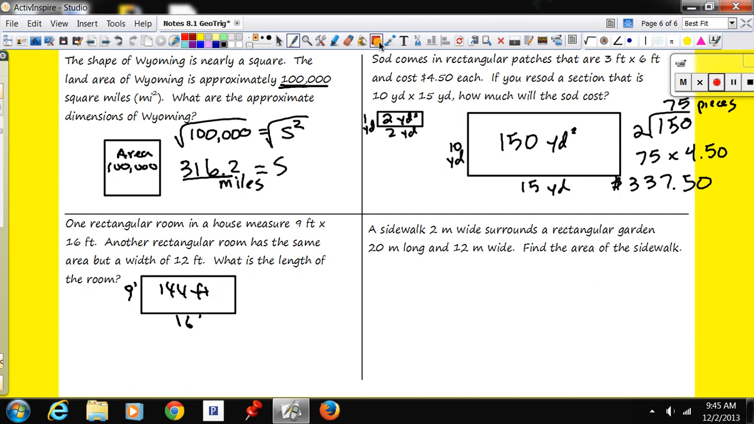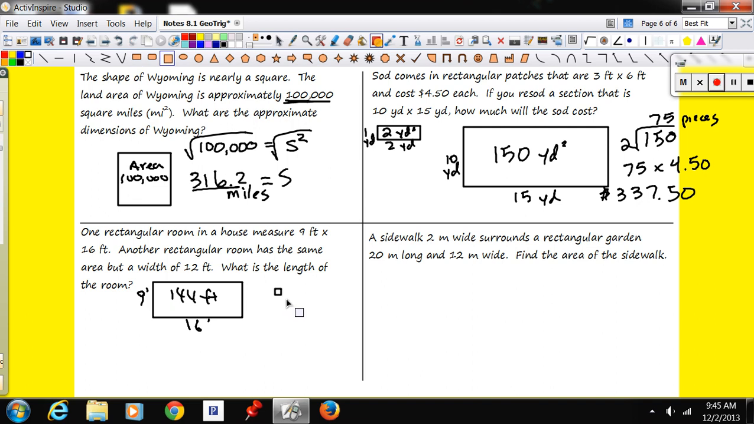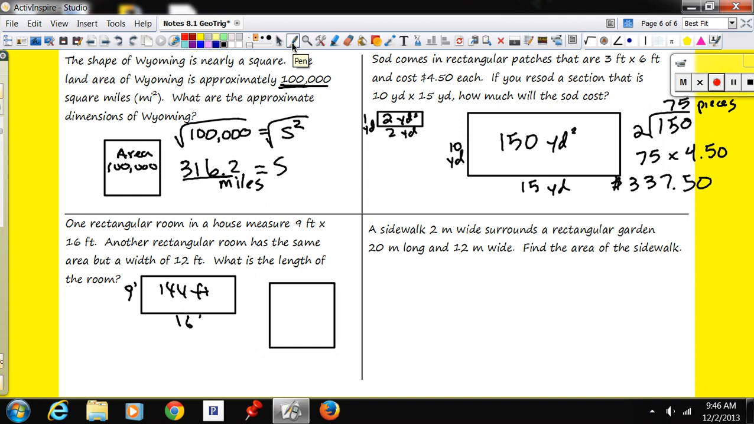There's another room in the house that has the same area, but one of the dimensions is 12. They want to also get 144 square feet. So what would the other dimension have to be of that room? It would have to be a 12 by 12 room. Because this room would have the area of 144. This room would have the area of 144. They'd have the same area.